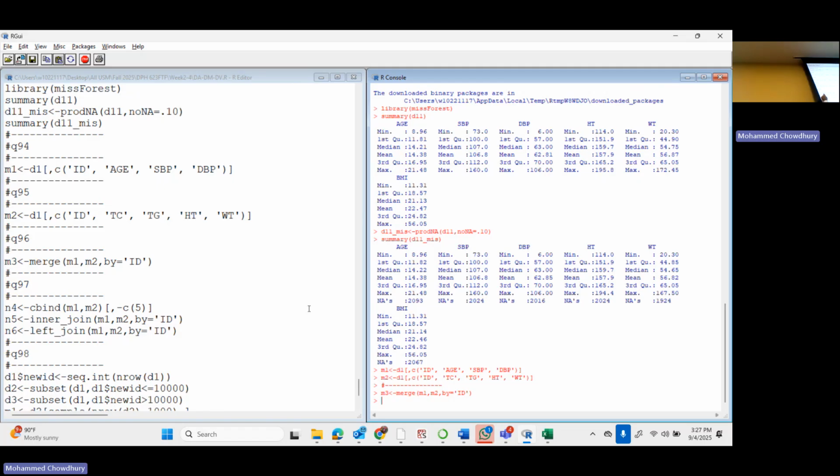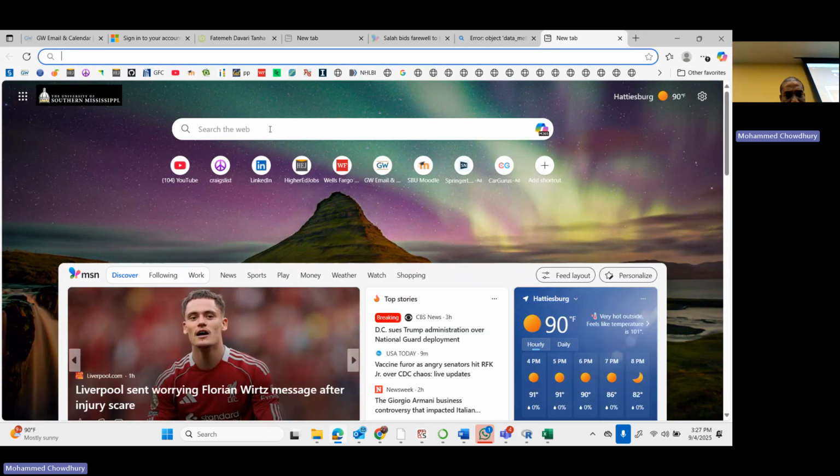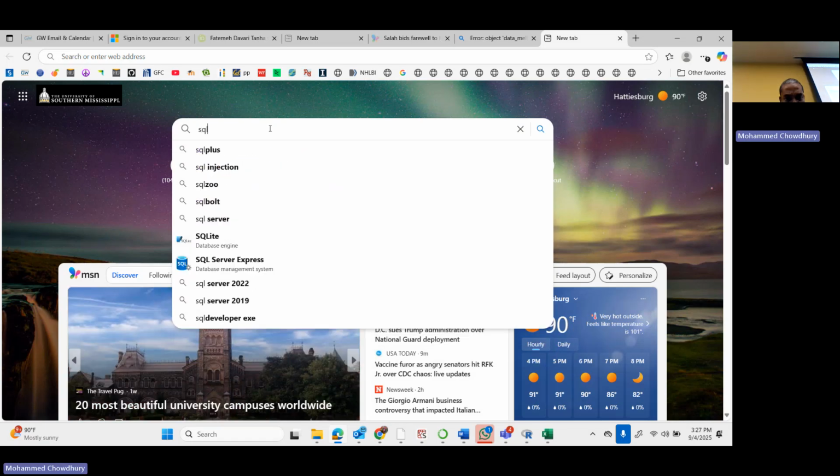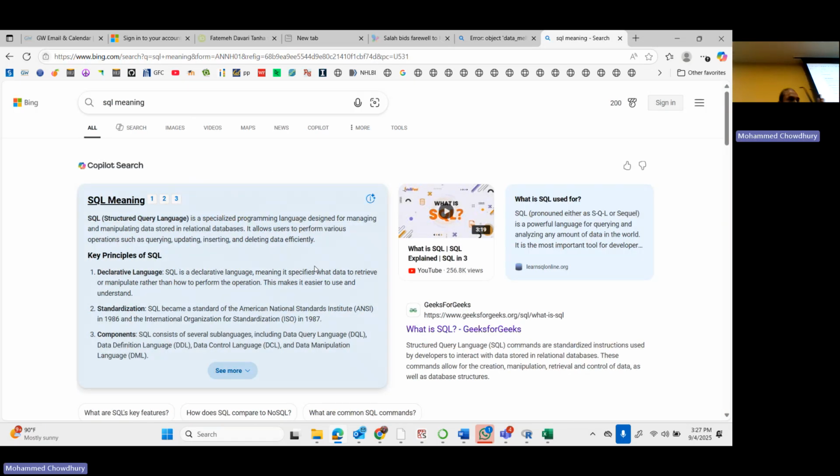This could also be done by inner join and left join. These come from SQL code. SQL means structured query language. I knew it, why did I forget? Because I did not practice for the last 5 years. So these inner joins are coming from the SQL language.